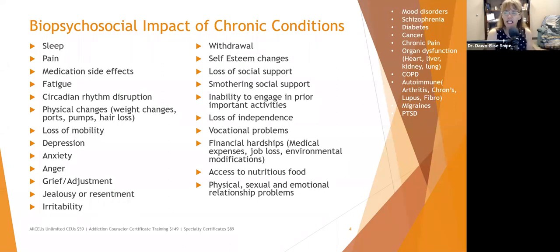And physical, sexual, and emotional problems in relationships. There can be a loss of libido. They're due to neurochemical changes from the depression or from the medications, or just because of self-consciousness, because of changes due to the physical condition. Or there can be loss of libido due to pain. People who are in chronic pain generally aren't really up to having sex.